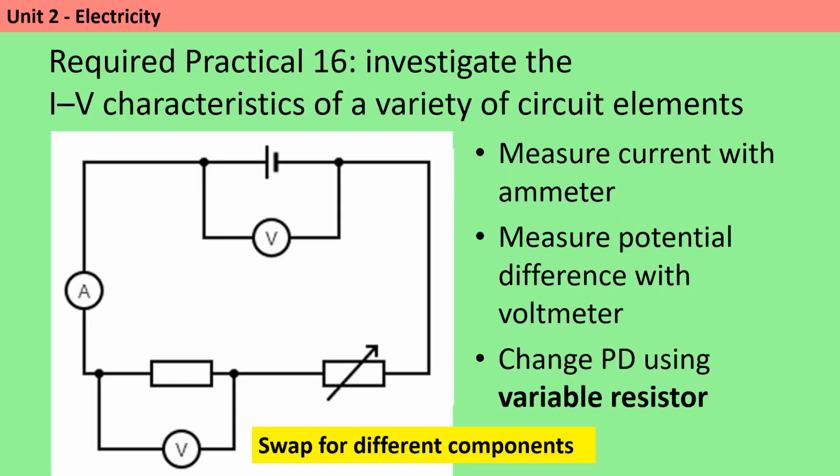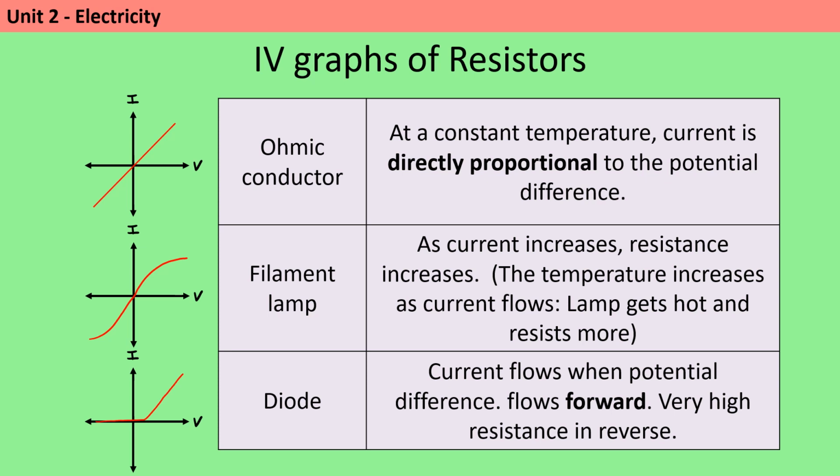Then you have another required practical in which instead of looking at the current and the potential difference across a wire or resistors in series and parallel, we're now looking at various components. This includes a wire at constant temperature, a filament bulb, and also a diode. These are all IV graphs. I is current and that's on the y-axis, and then V is potential difference, which is on the x-axis.